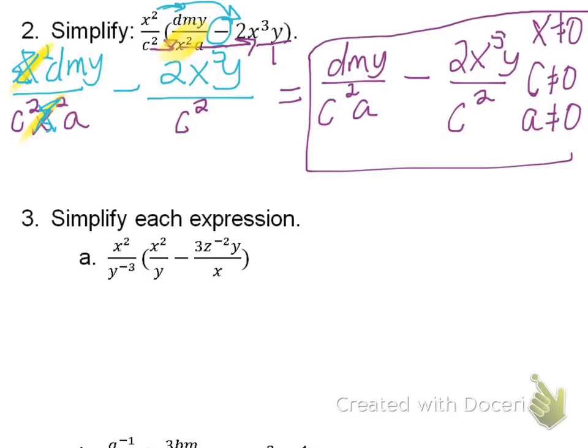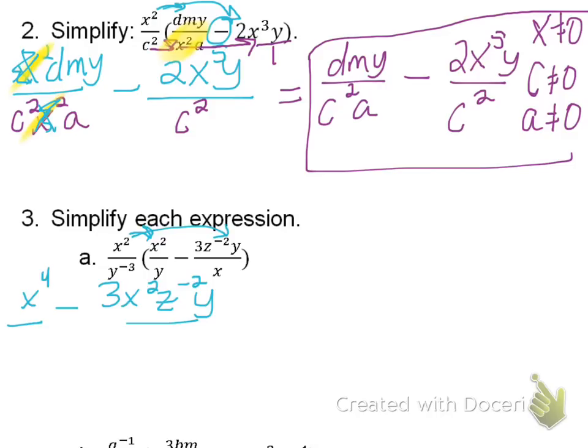Okay, and then the next example. We have x squared times x squared, which is x to the 4th. And then we have subtraction. And x squared times 3z to the negative 2 power y. So we'd have 3 x squared z to the negative 2 power y.